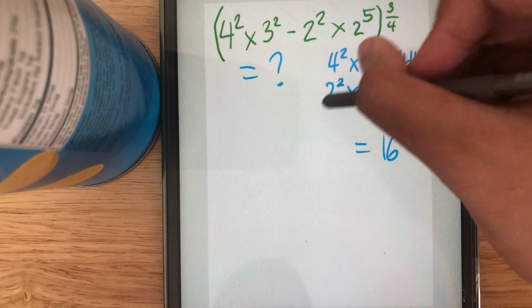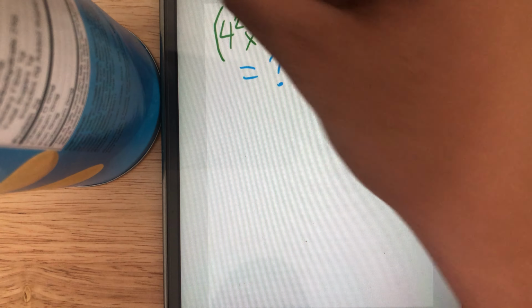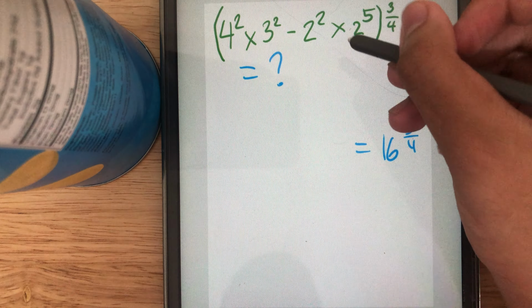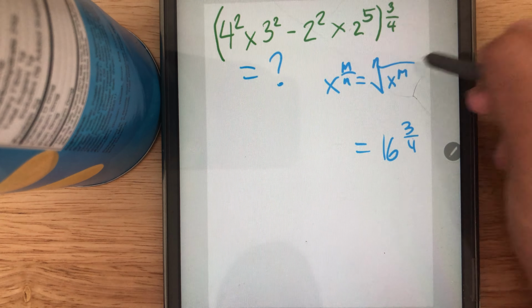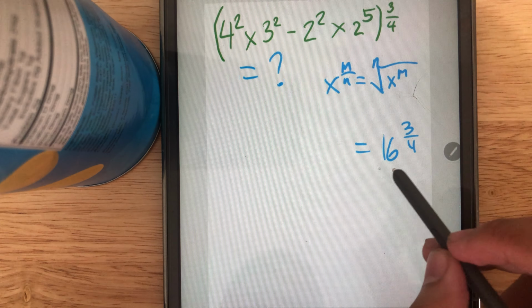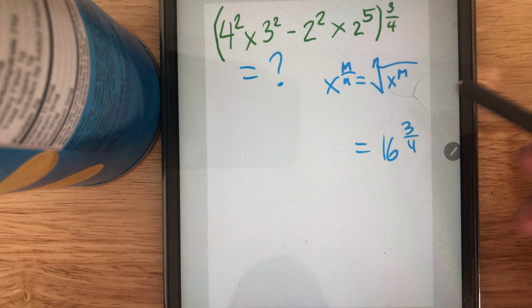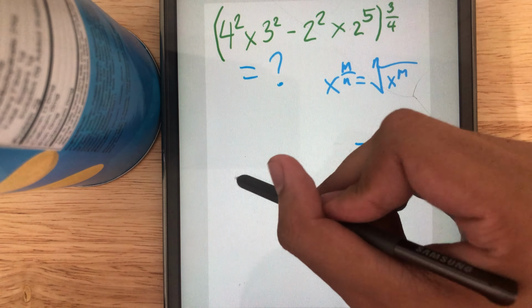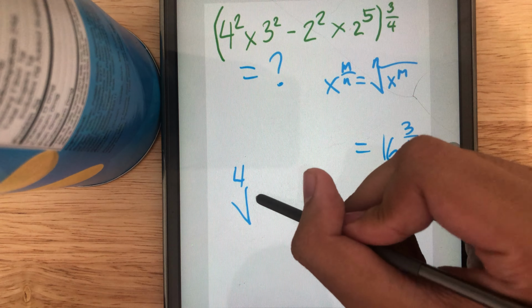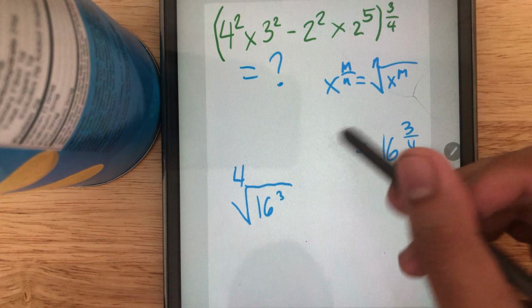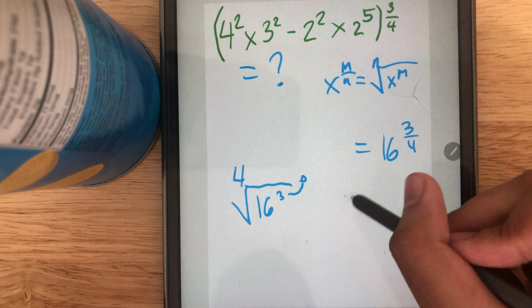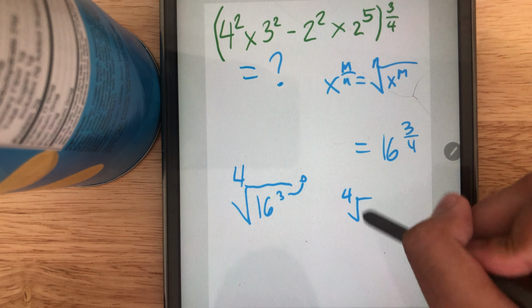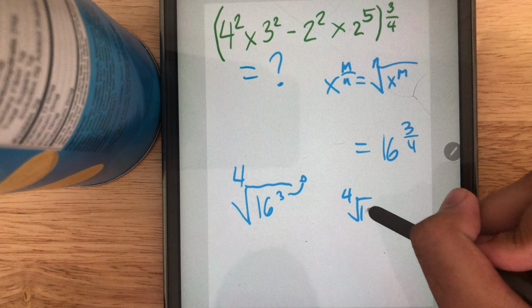Let's recall the fraction exponent rule. x power m over n is equal to the nth root of x power m. So let's apply the rule to this. 16 power 3/4 is equal to the 4th root of 16 cubed. We can move it here. This becomes (4th root of 16) all cubed.